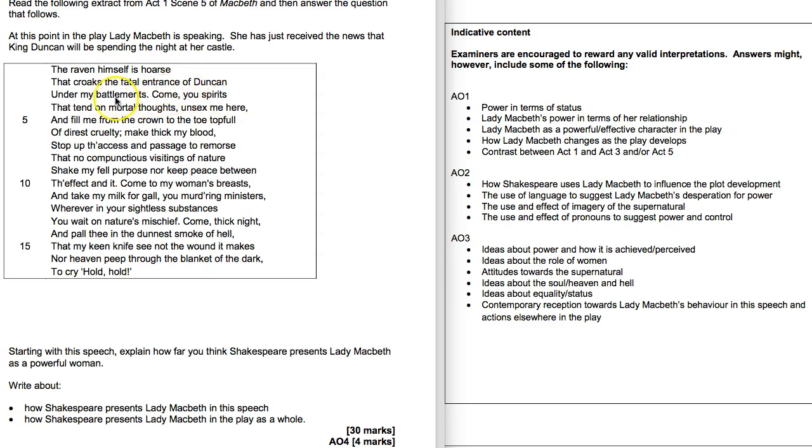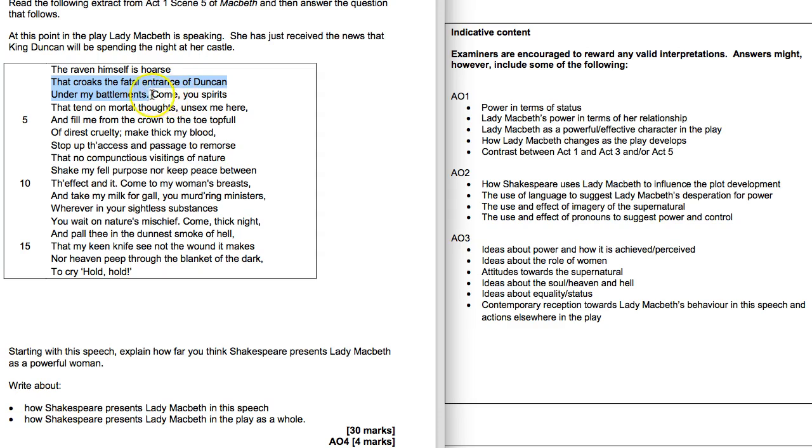So I can start off by quoting here. So the fatal entrance of Duncan under my battlements. Although Duncan is the king, she is showing her superiority because she places him under her own battlements. And this metaphor reveals her desperation to become more powerful than him.